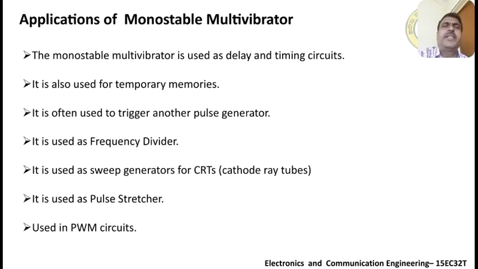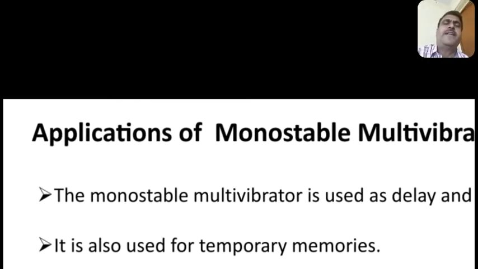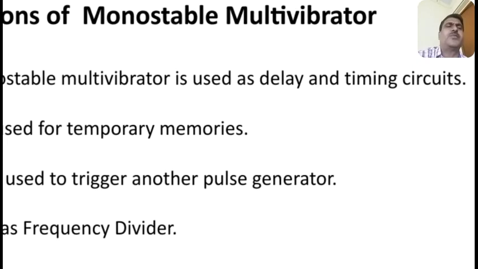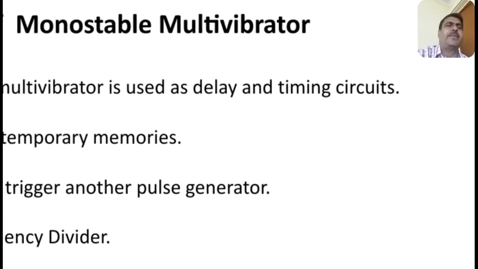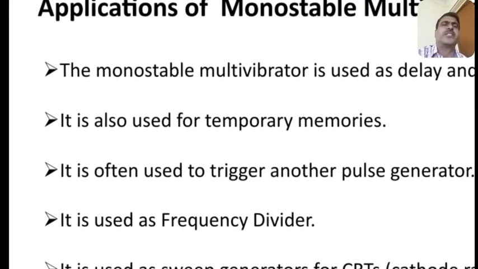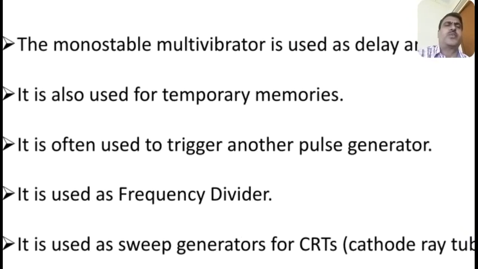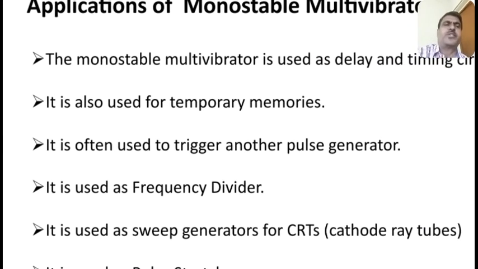Okay, we will see the applications. Here, as you can see, the first application is that the monostable multivibrator is used as delay and timing circuits. It is used as a time delay circuit. Then it is also used for temporary memories, for temporary storage of data.